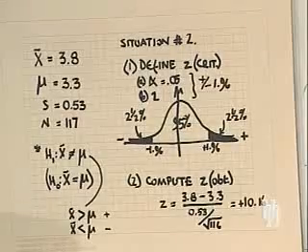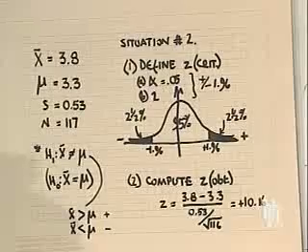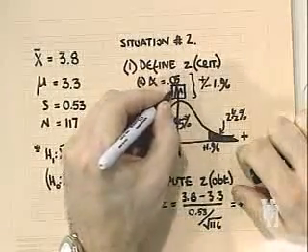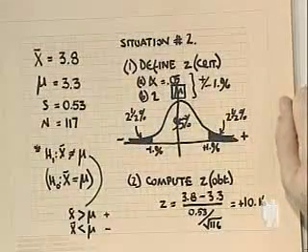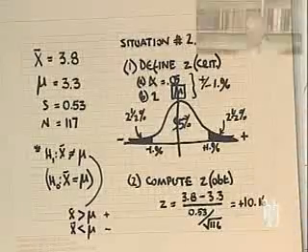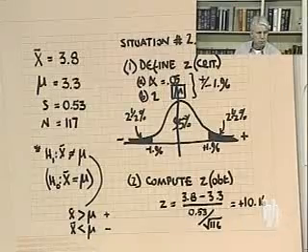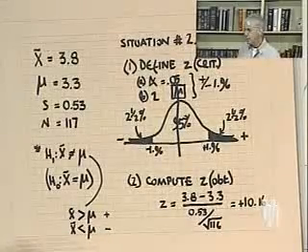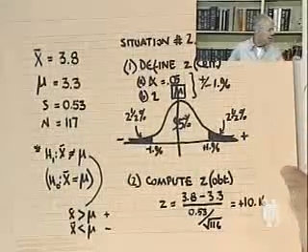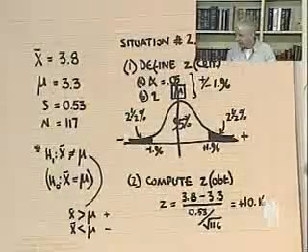X bar. No. Mu. This is a sampling distribution of sample means. Mu. Yeah? The mean is mu. What is the median of this normal curve? Mu. What is the mode of this? Because in a normal distribution, it's like follow the bouncing ball. In a normal distribution, the mean equals the mode equals the median. Yes?